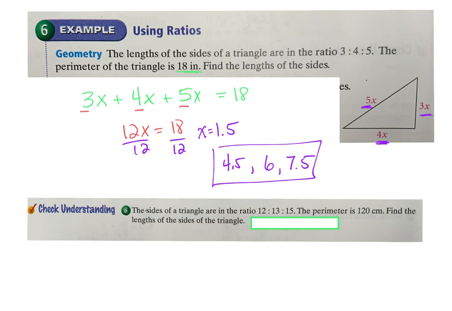So try check understanding number 6. They gave you a different ratio and a different perimeter.